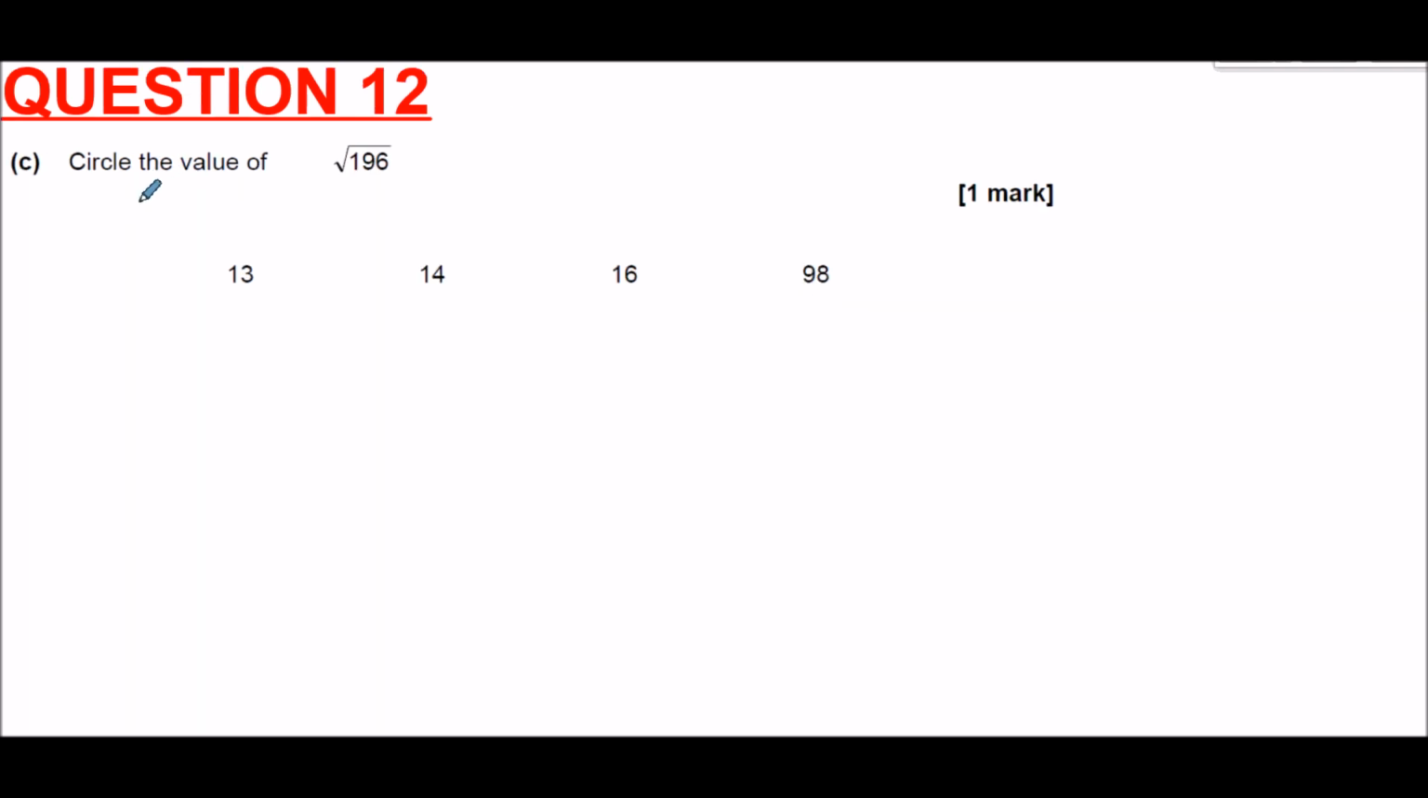And part C, circle the value of the square root of 196. This means the square root of 196. So what we need to think about is what number, when we multiply it by itself, gives us 196. So what we may as well do is just try these options. So, is it 13 times 13? Well, let's work out what 13 times 13 is.